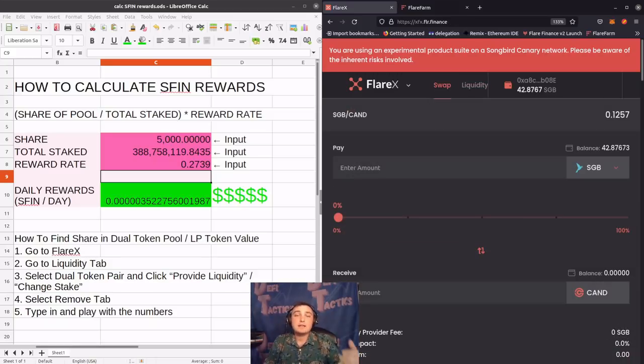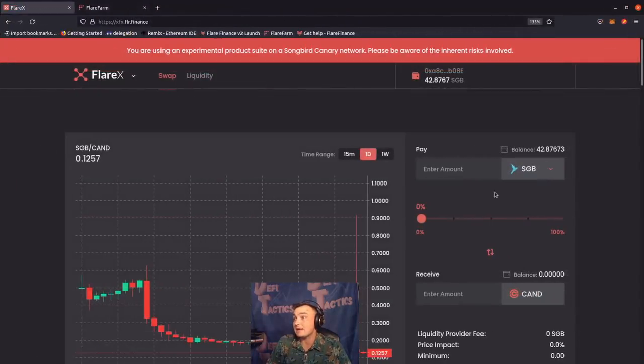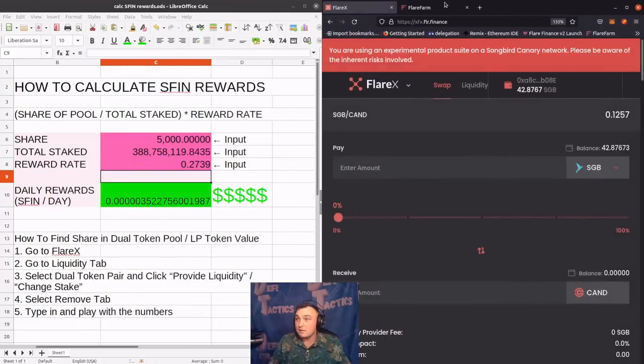So now here we are on the FlareX platform, and this is how we're going to find out how to find our share of individual tokens in a certain amount of liquidity pool tokens, or dual token liquidity pool tokens. We're on the FlareX main site, which automatically populates on the swap section. Again, if I maximize this, it might look a little more familiar. So I'm going to do that, but then I'm going to minimize it so we can have this little step-by-step right here.